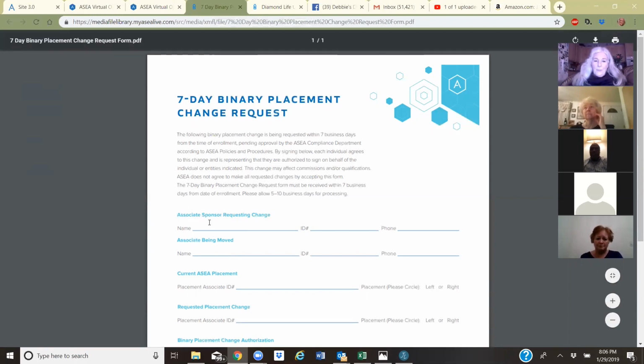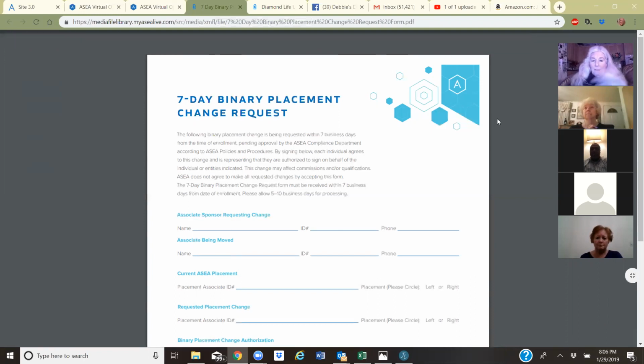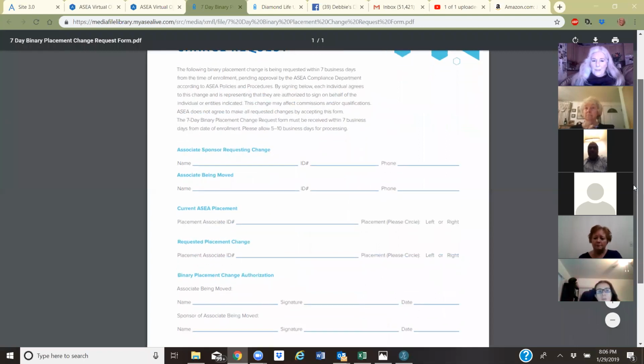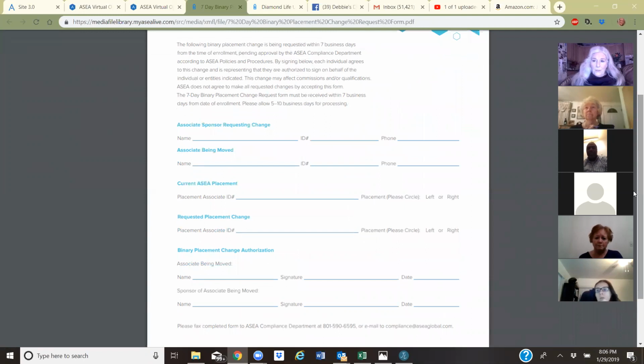So you have to fill this out, of course. Associate sponsor requesting the change. So if I was doing it, if I put somebody, it would be me. The associate being moved would be Roxanne. The current associate placement would be on my right side. I'd want her on my left side. All that. It's pretty self-explanatory, but you do have to get a signature.